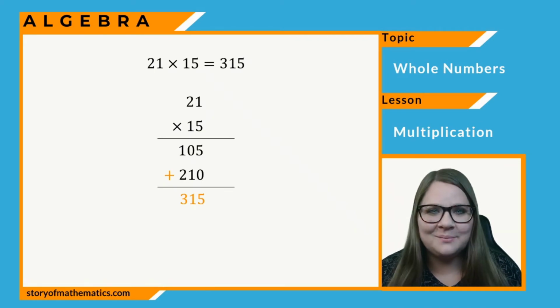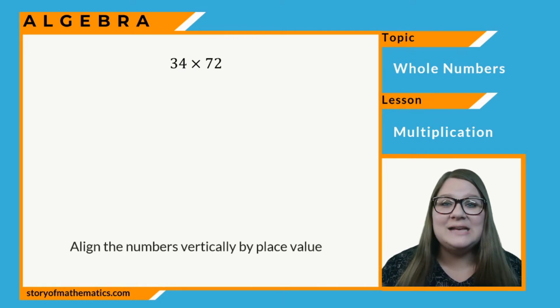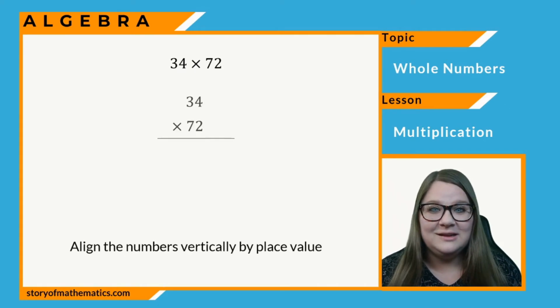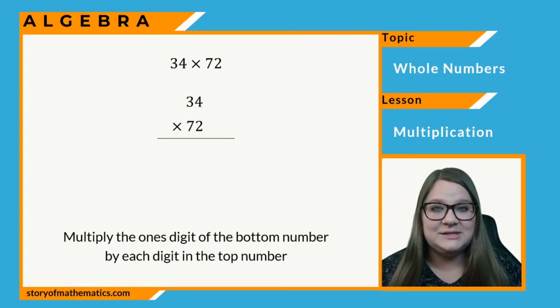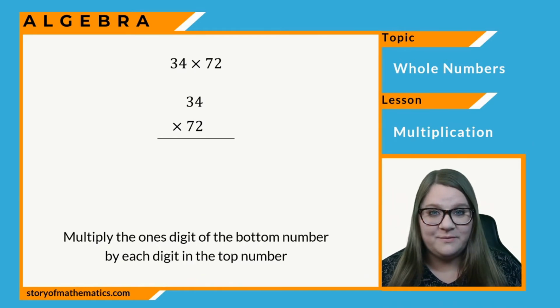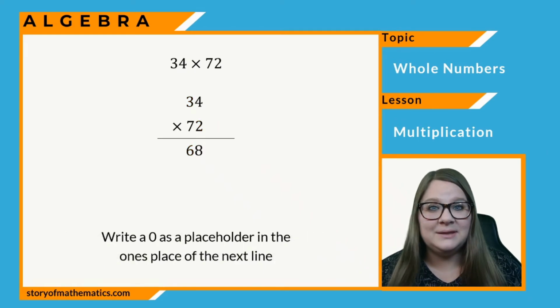Let's try a second problem. Let's say I want to multiply 34 and 72. I still need to align these vertically. So 34 is on top, 72 is on the bottom. Now I want to multiply the ones digit of 72 by each digit in 34. So that's 2 times 4, which is 8, and 2 times 3, which is 6. Now I can put my 0 as a placeholder in the ones place on the next line.